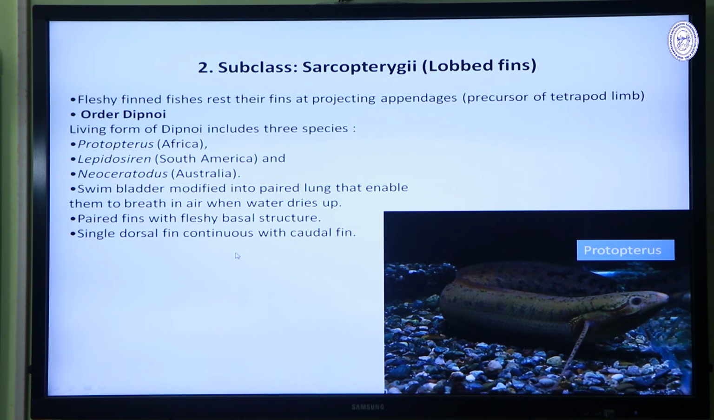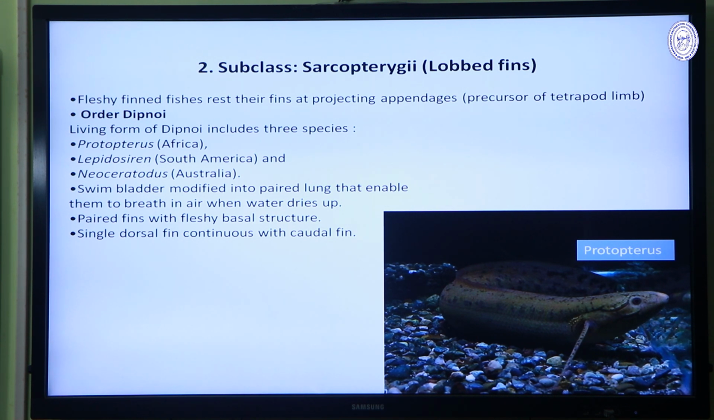Under this Sarcopterygii, there is order Dipnoi. Dipnoi means double breathing. So, they can breathe inside the water or outside the water. The three prominent dipnoan fishes are Protopterus in Africa, Lepidosiren in South America, and Neoceratodus in Australia. Their swim bladder is modified into a lung-like structure, so they are capable of breathing air.